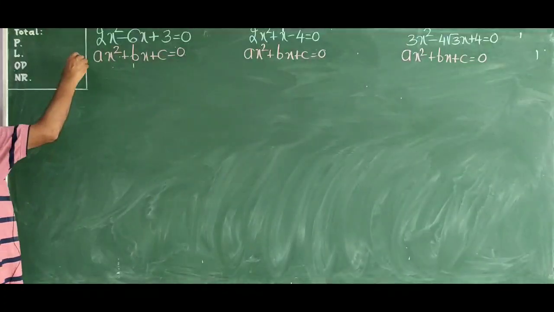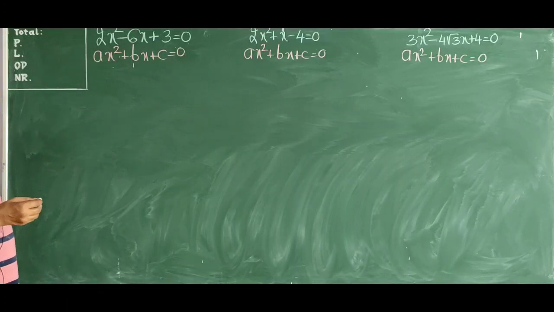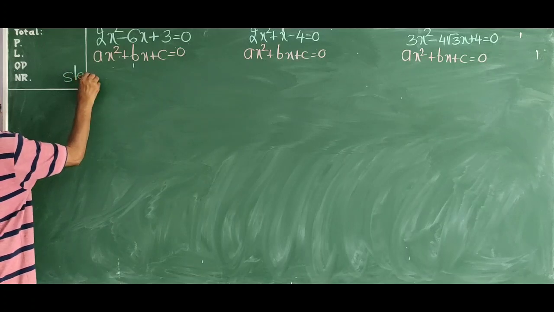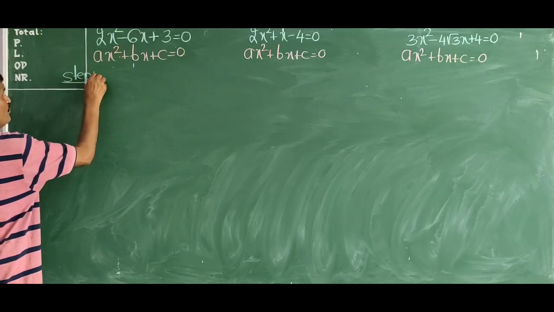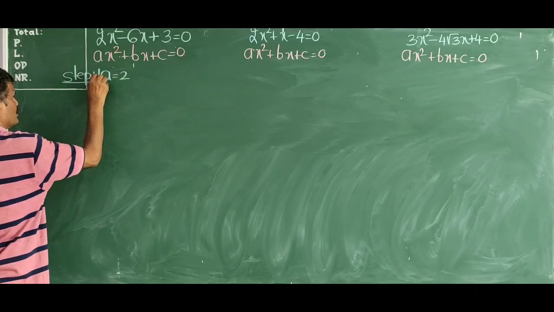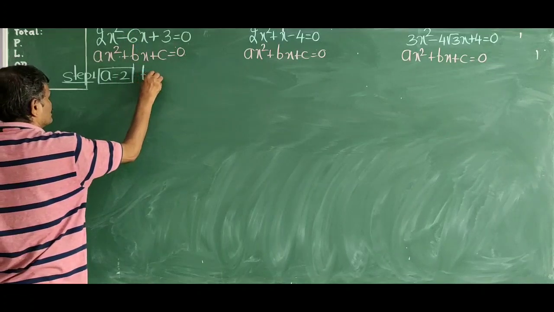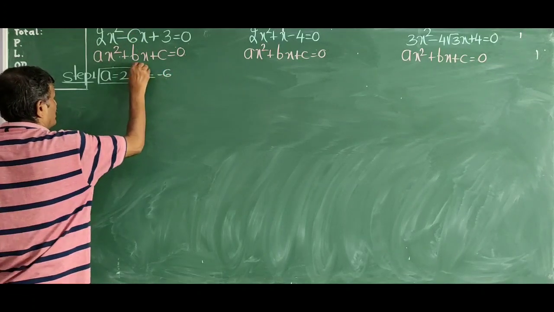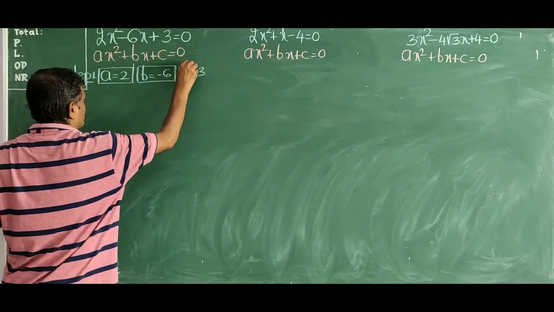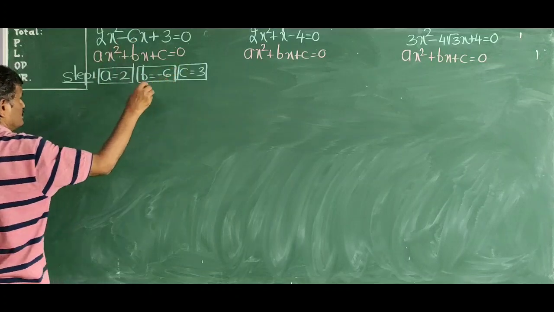Now let us see here how we can solve these problems using the formula method. Again the same thing I will tell you. Go for step 1. What is that step 1? Find the values of A, B, C. See here, A is equal to 2, B is equal to minus 6, and C is equal to 3. This is our first step. Find the values of A, B and C.